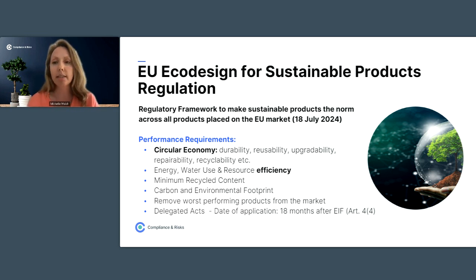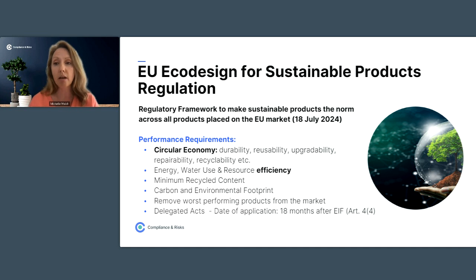And what it does is set out the framework to enact implementing regulations, which are known as delegated acts. These will set out circular economy requirements for different products. When I'm talking about circular economy requirements, it's what I'm sure you're all very familiar with. These are requirements around durability, reusability, upgradability, repairability, recyclability, efficiency, not just energy efficiency, which we saw on the Eco-Design Directive, but efficiency across water use and material and resource use.